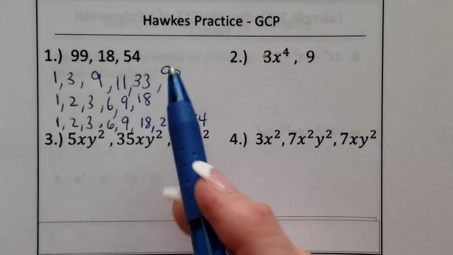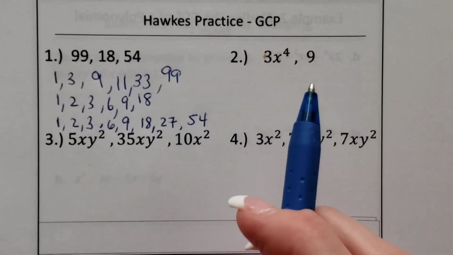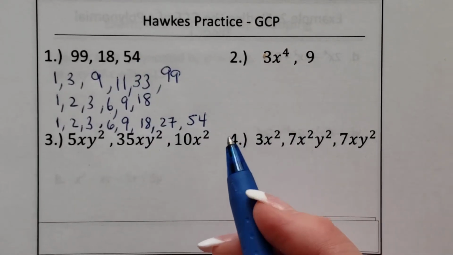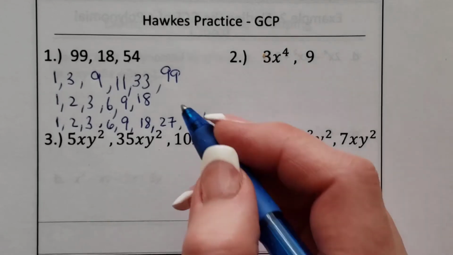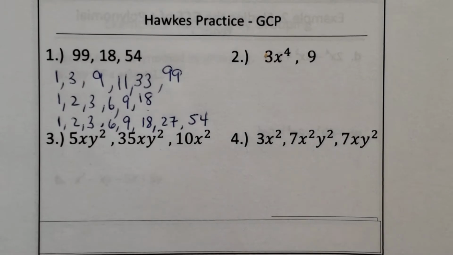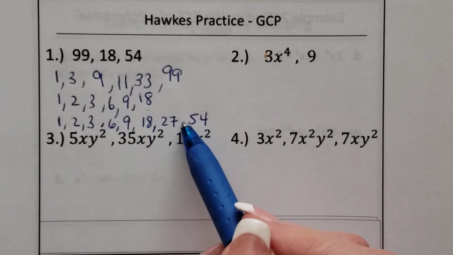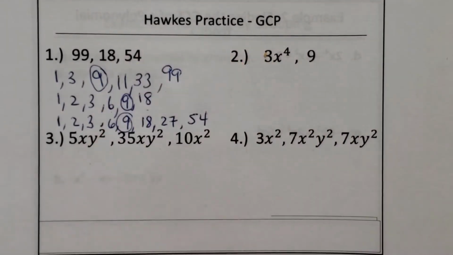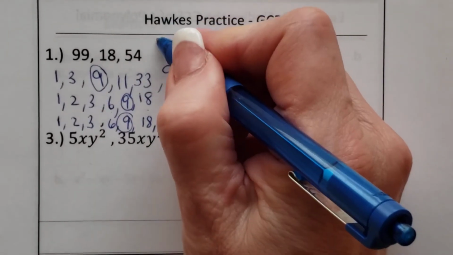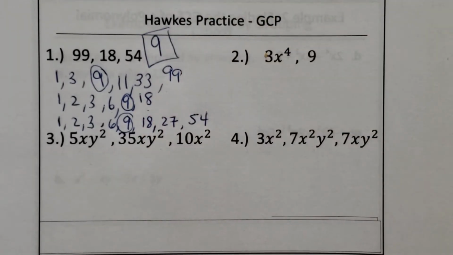Okay, so now what is the greatest common factor of 99, 18, and 54? Well, I see two 18s. Let me double check. Is 99 divisible by 18? Nope. So 18 is not right, but 9 is the greatest common factor. I could divide all of these numbers by 9. So 9 is the greatest common factor of all 3 of those numbers.